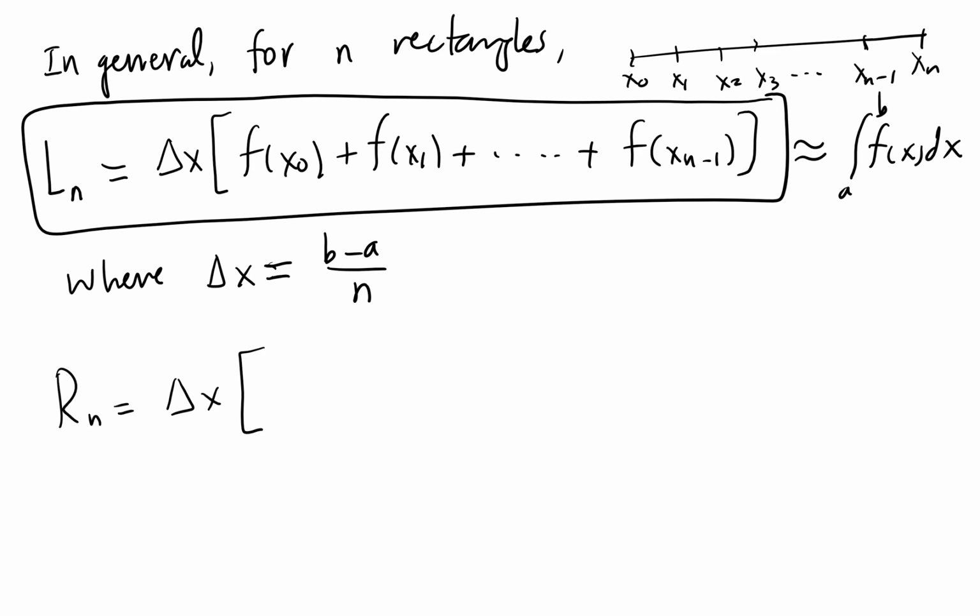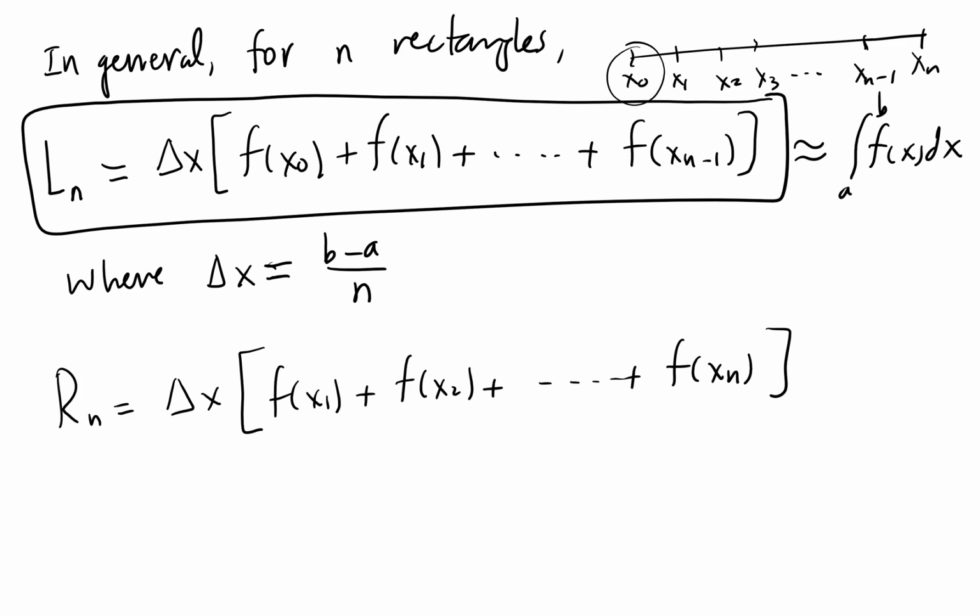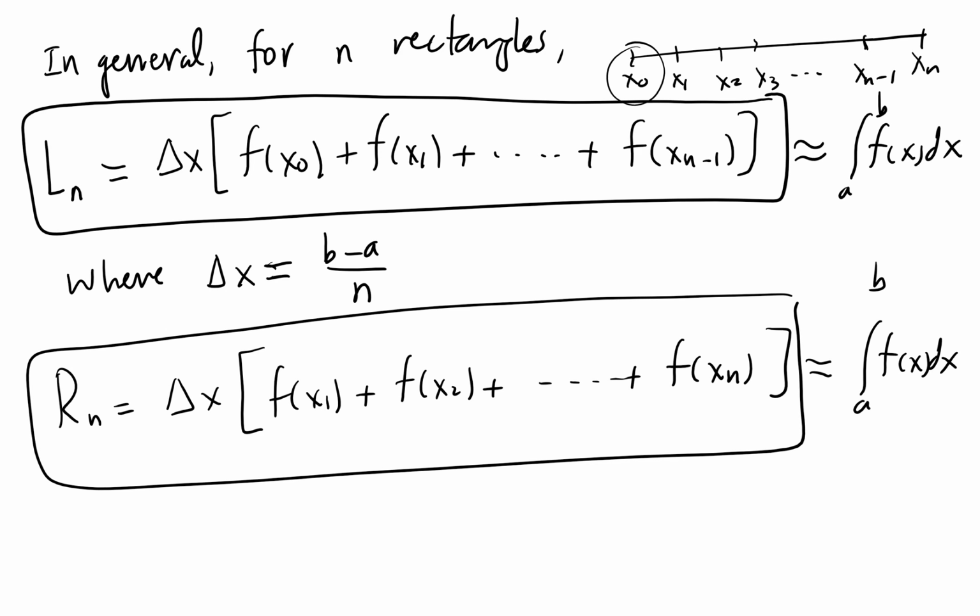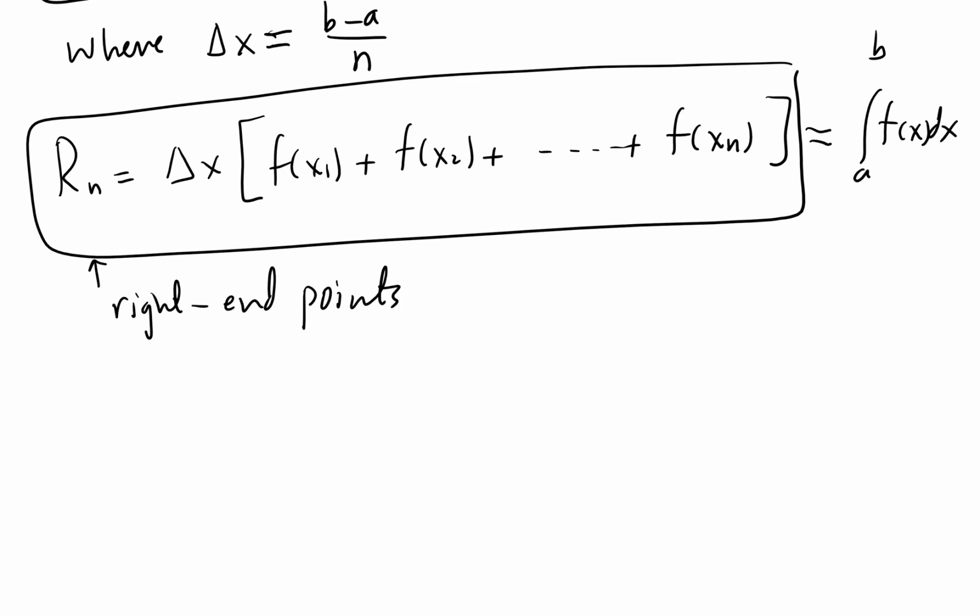So if you look at the number line in the upper right corner of the screen, we're going to skip this one, x0. So we start with f of x1 plus f of x2 plus, all the way to the end. And again, this will give us the approximated area under the curve. So that's called Rn. That's the right endpoint. The first one was left endpoints.